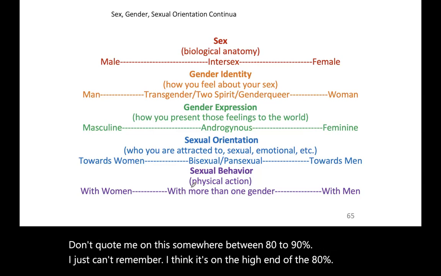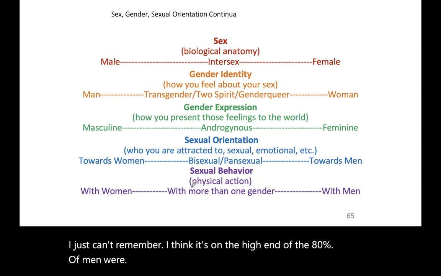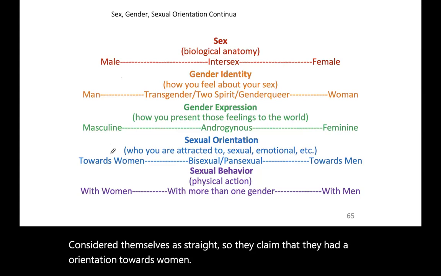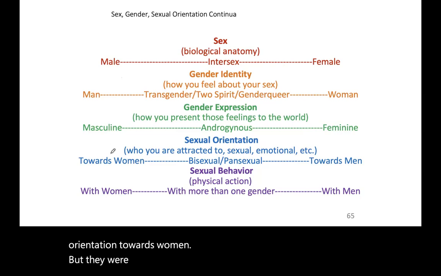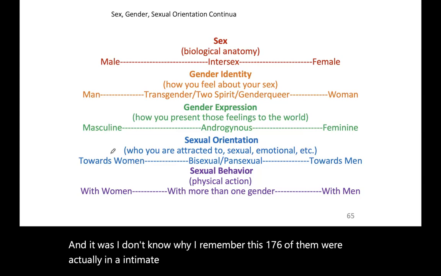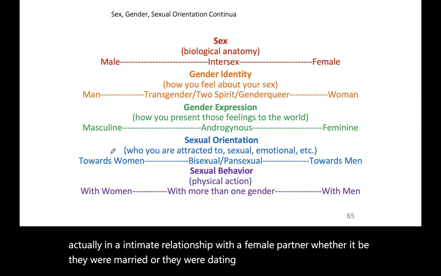Men considered themselves straight. So they claimed that they had an orientation towards women, but they were seeking out sexual relationships with other men. And it was, I don't know why I remember this one, 76% of them were actually in an intimate relationship with a female partner, whether they were married or dating or engaged. Okay.